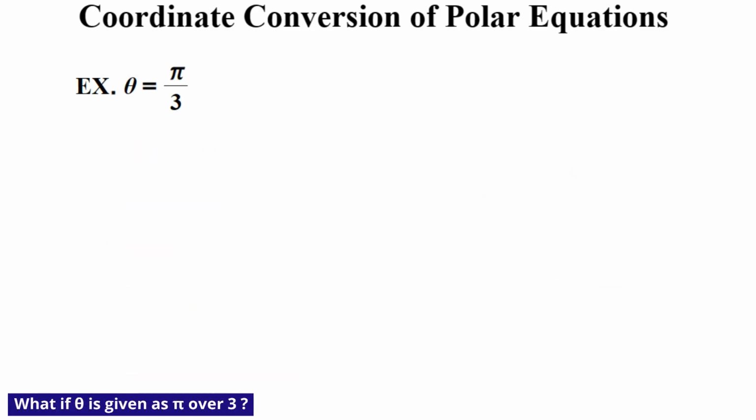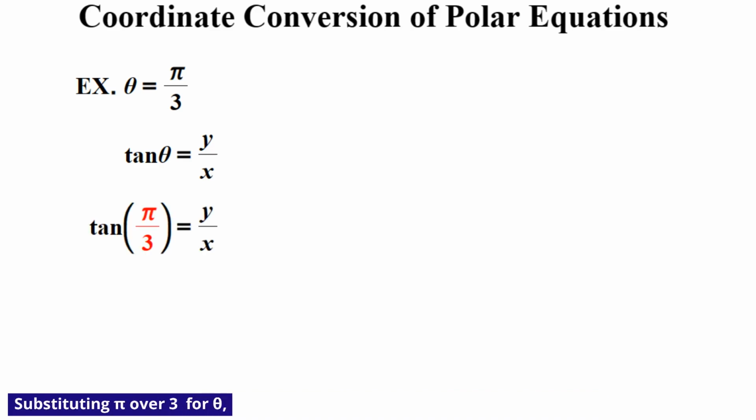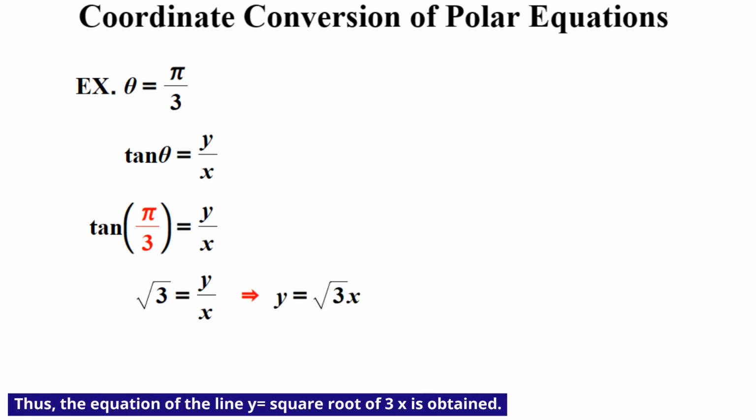What if theta is given as pi over 3? In the coordinate transformation equations, there is tangent theta equals y over x. Substituting pi over 3 for theta, we get square root of 3 equals y over x. Thus, the equation of the line y equals square root of 3x is obtained. Confirm by graphing.